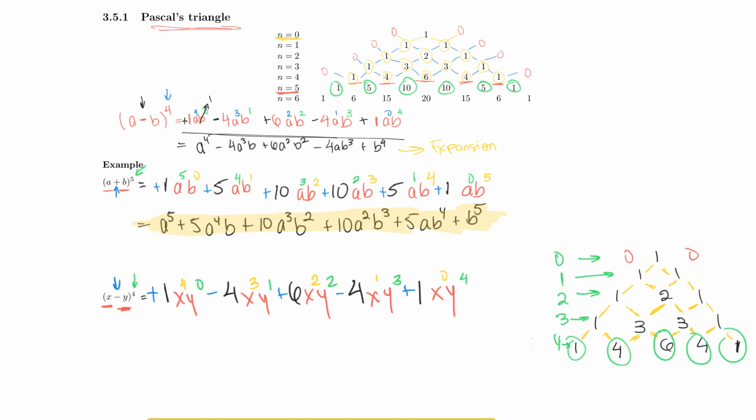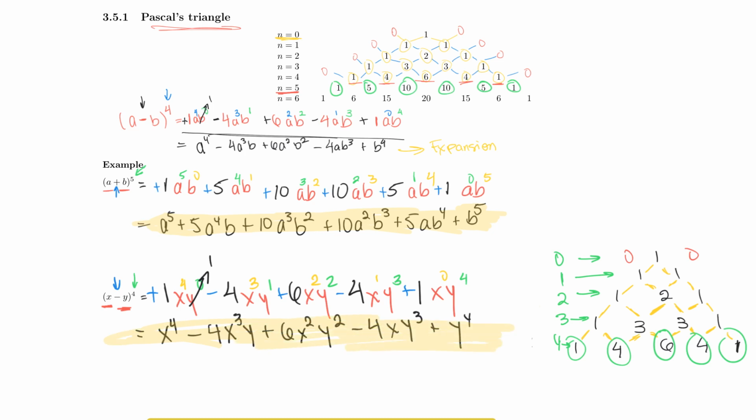And now we just have to rearrange and write our expansion a little bit prettier. So we have x to the fourth power, because this goes to 1, minus 4x cubed y plus 6x squared y squared minus 4x y cubed plus y to the fourth power. And that will be our binomial expansion. You see how we did the entire thing super fast just by using Pascal's triangle.